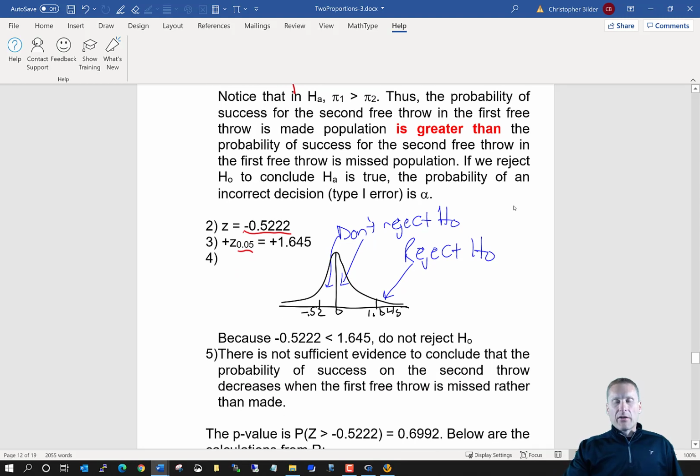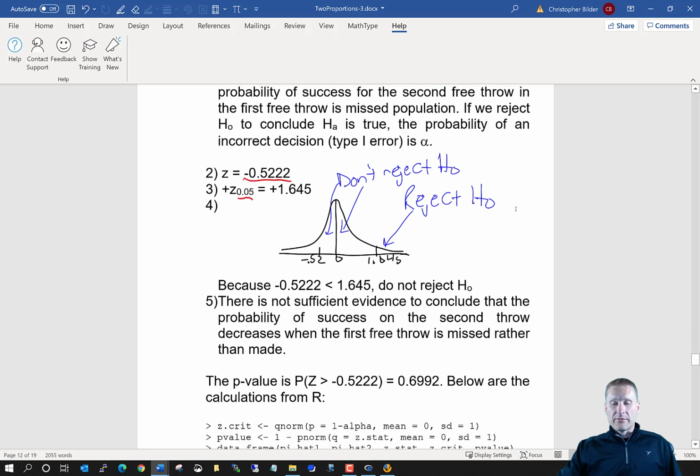And here's a little diagram showing what's going on. And what we can see is that we're far from actually rejecting H0 here. So we say because negative 0.522 is less than 1.645, do not reject H0. Again, there's not sufficient evidence to conclude that the probability of success on the second free throw decreases when the first free throw is missed rather than made. In fact, what we observed in the sample was the exact opposite of that.